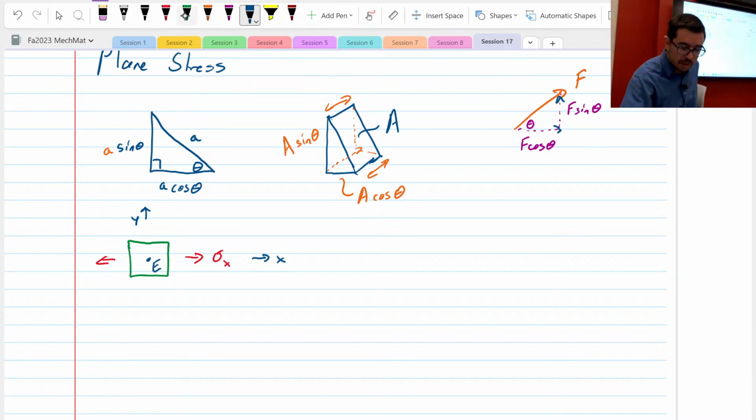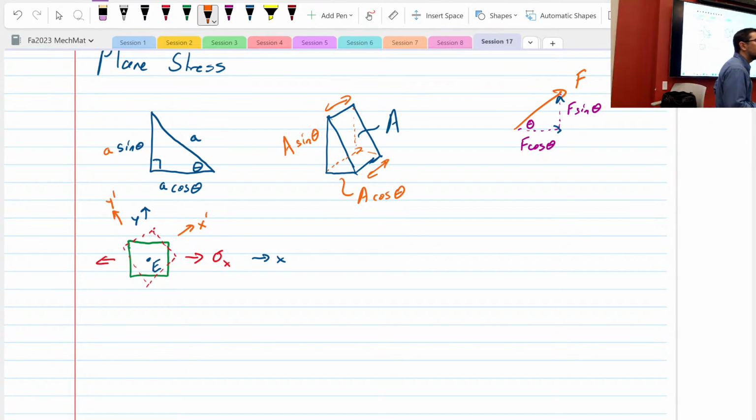Now I draw another element that is at a different orientation. Okay. Like this, let's say. And what we typically do is we say that this new element is going to be having an x prime direction and a y prime direction, just like this. Yes? So essentially it's the same, you're just rotating the selection.